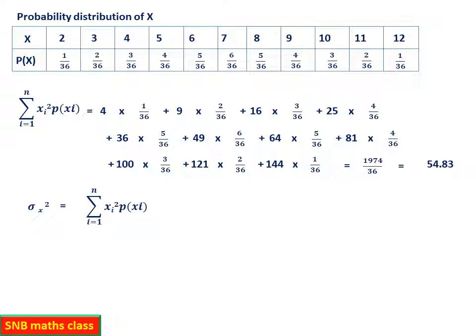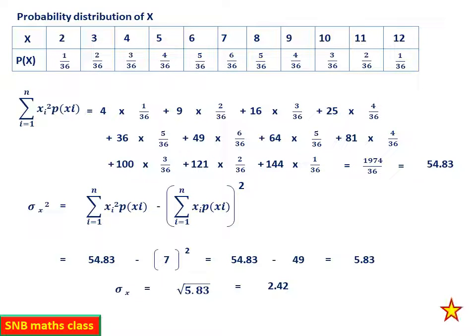Now you have to use sigma x square. What is the formula? The alternate formula is this: sigma xi square p of xi minus sigma xi pi, the whole square. So you substitute 54.83 minus, the first one you have already calculated, that is sigma xi pi is 7, so its square. This will be equal to 54.83 minus 49, which is 5.83, the sigma x square value. Now if you want the standard deviation, then take the square root. So the square root of 5.83 is 2.42. So these are the two things asked.